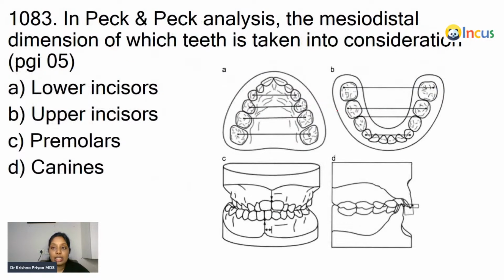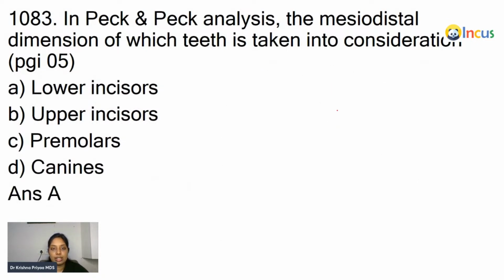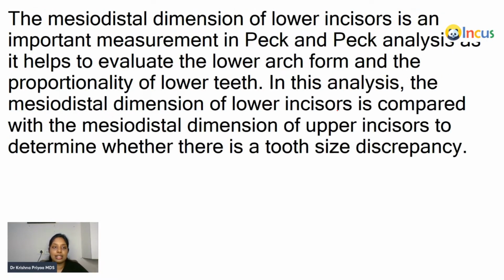Coming to Peck and Peck analysis, the mesiodistal dimension of which teeth is taken into consideration? In Peck and Peck, it is always the lower incisor, but in Pont's, it was the upper incisor. So make a chart and be very clear on which analysis concentrates on which tooth to provide the possible results. Don't get confused in this scenario.